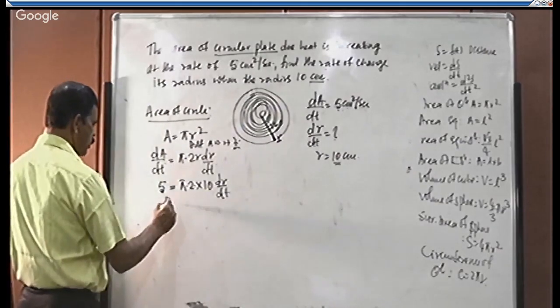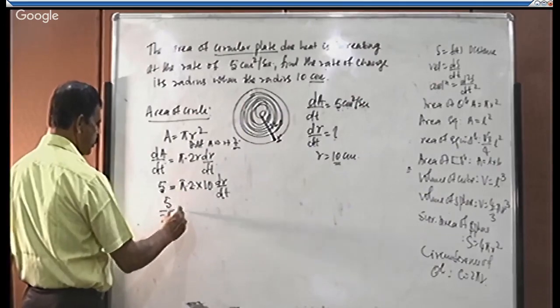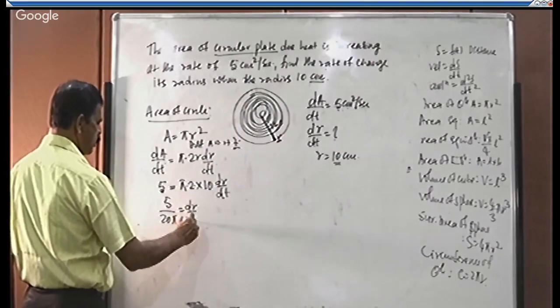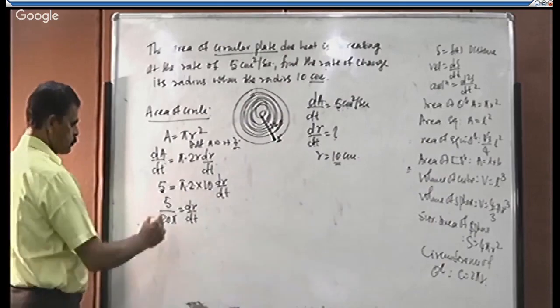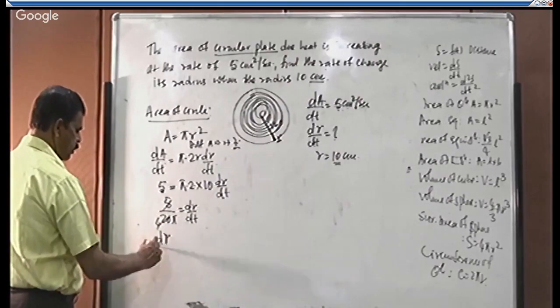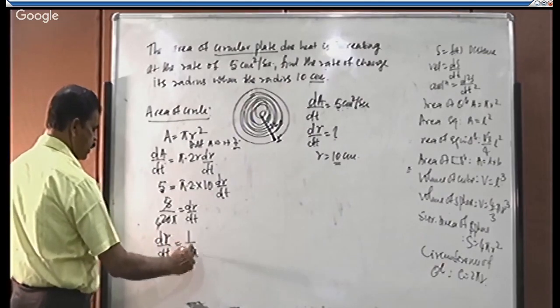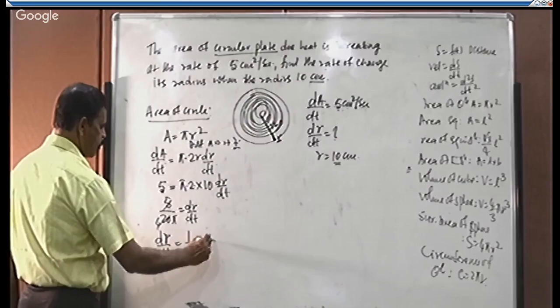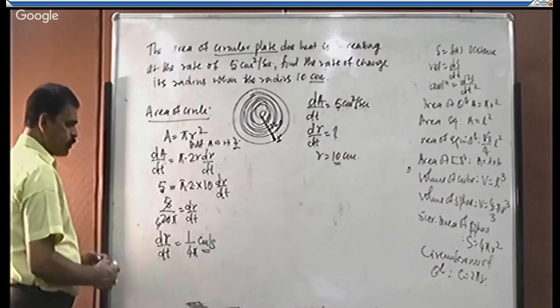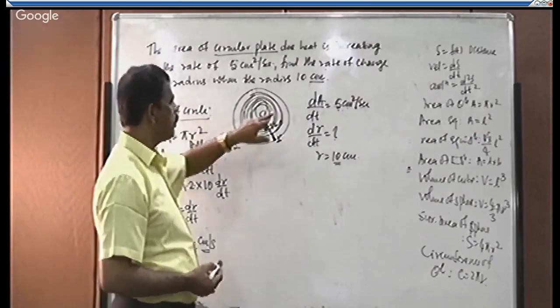So 5 divided by 10 into 2, 20. Pi is equal to dr by dt. Therefore, rate of change of radius is equal to how much? It is 1 by 4 pi centimeter per second. Radius unit is what? Centimeter. Area unit is what? Centimeter square.